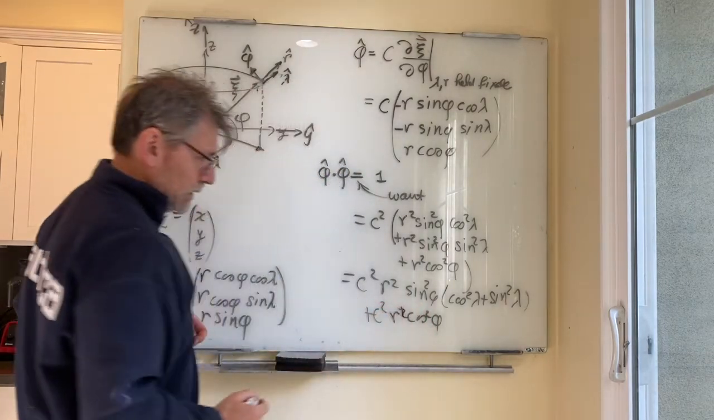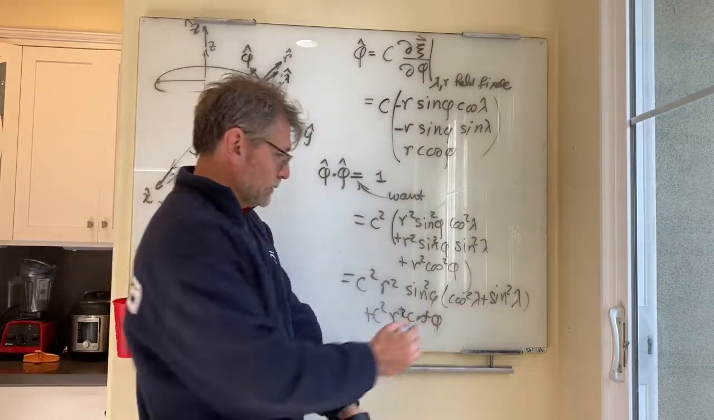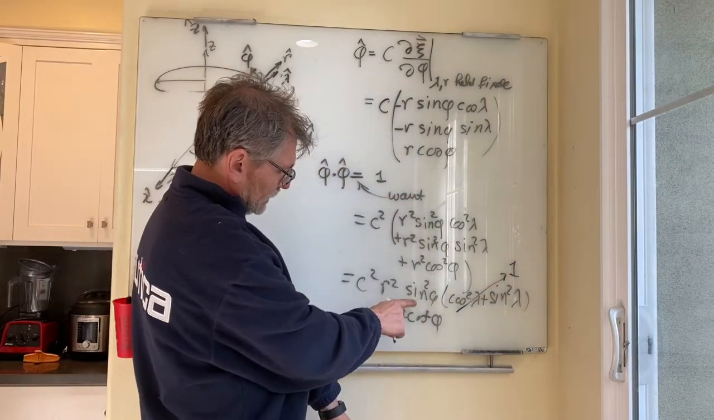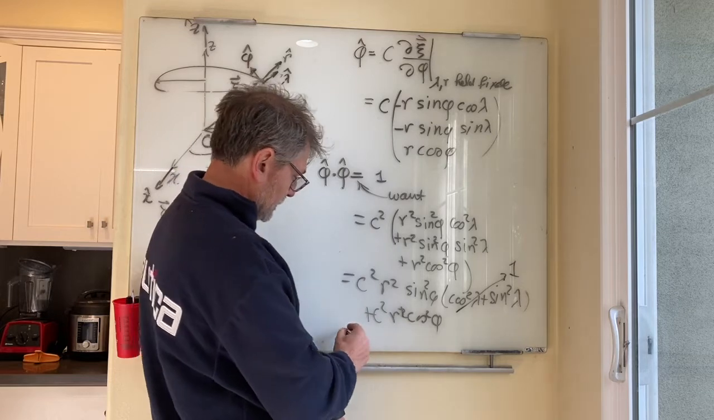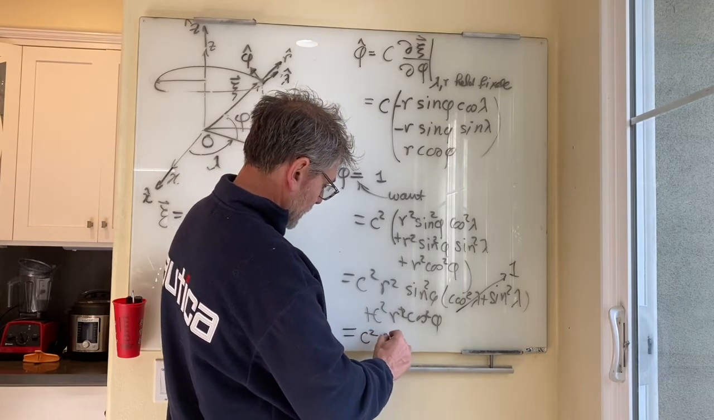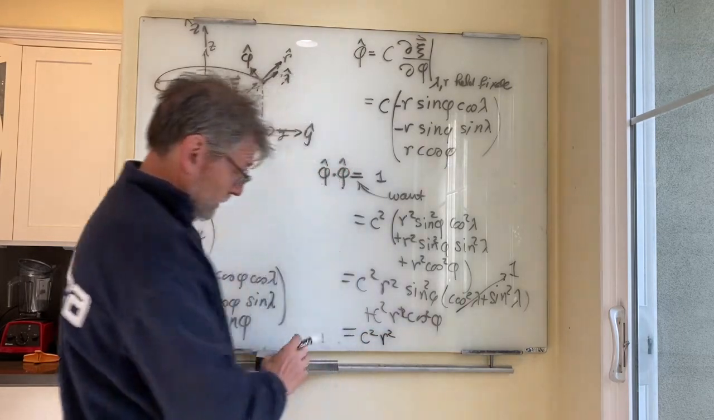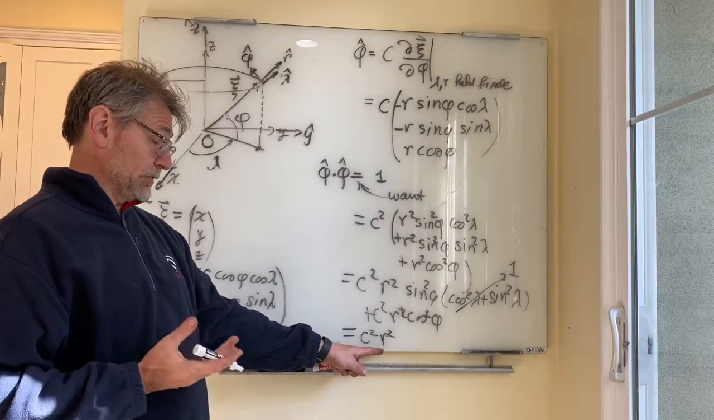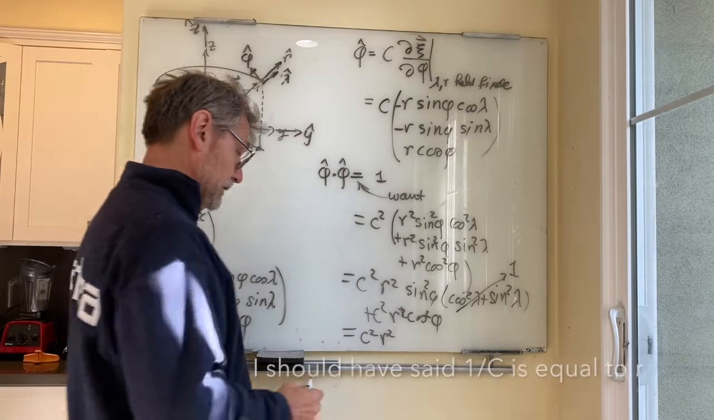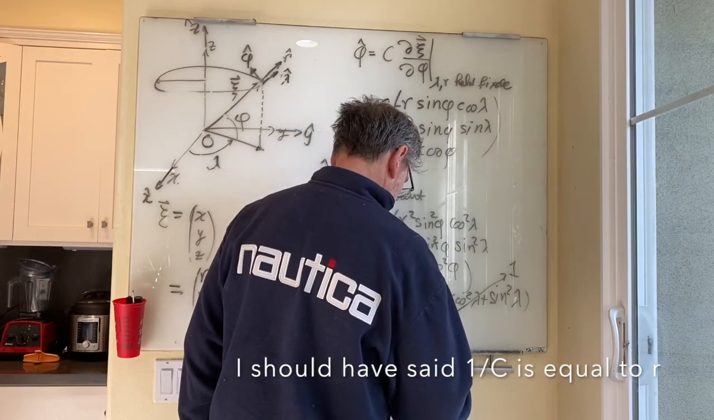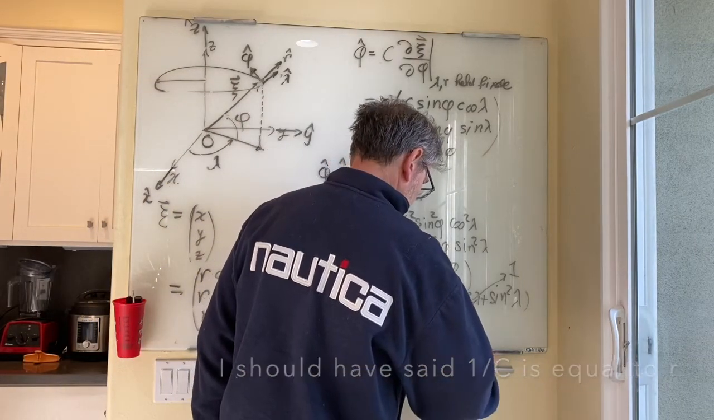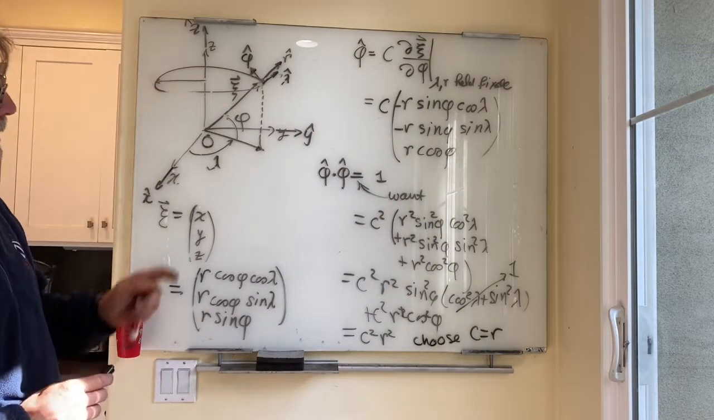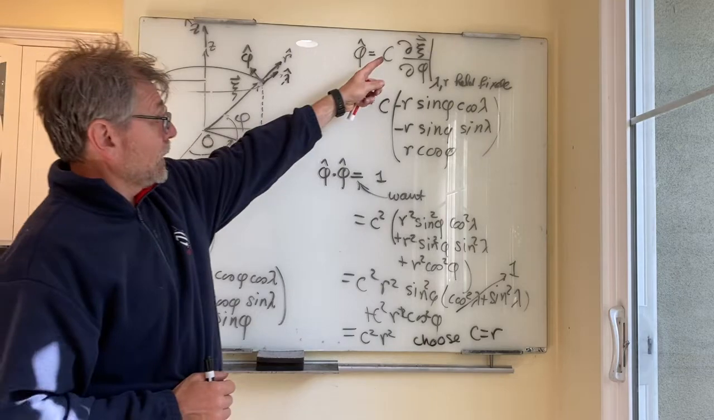Now cos squared lambda plus sine squared lambda is equal to 1. Great. And also sine squared phi plus cos squared phi is equal to 1. So the whole thing is equal to c squared r squared. If we want this to be equal to 1, we can solve for c. c has to be equal to plus or minus 1 over r, so we're going to pick c equal to 1 over r. And that means that the unit vector is going to be 1 over r, dx dphi.